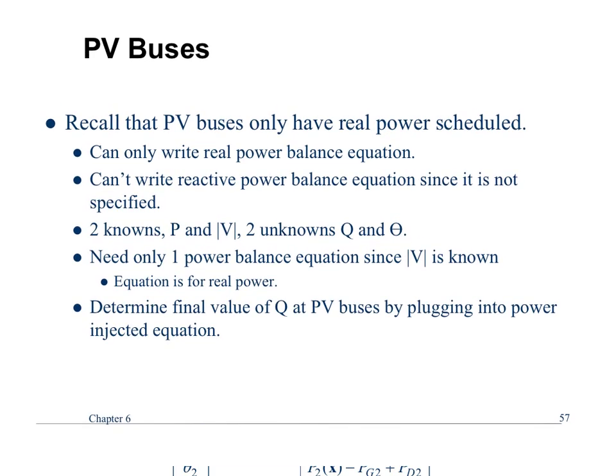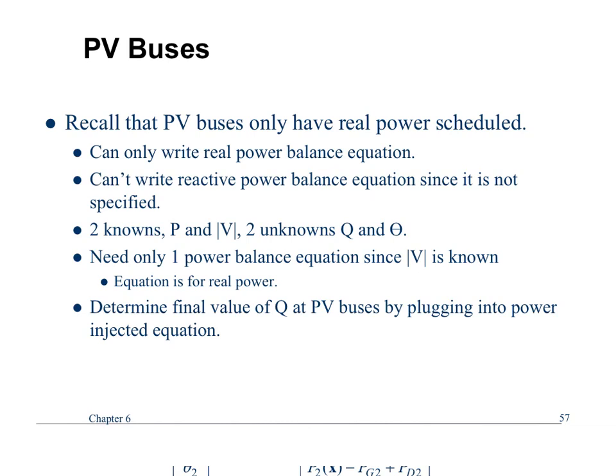So a PV bus, I didn't call it a gen bus, I called it a PV bus, but sometimes it's easier to think of it as a generator bus, and depending on the software application you use, it might say gen bus, because you can select the bus type when you do a load flow. But at a PV bus, you only schedule P. That's the only real power you schedule.